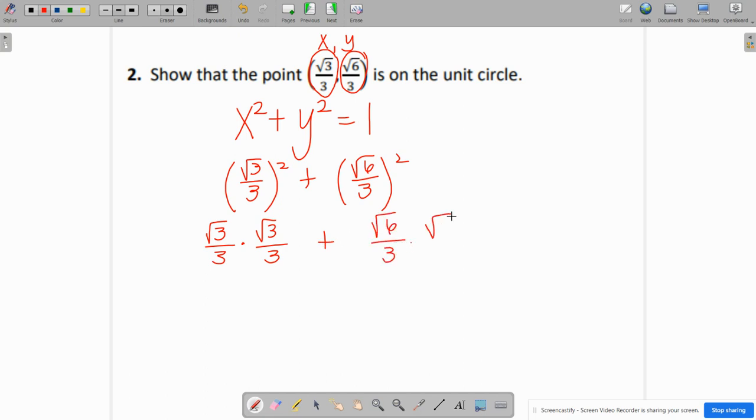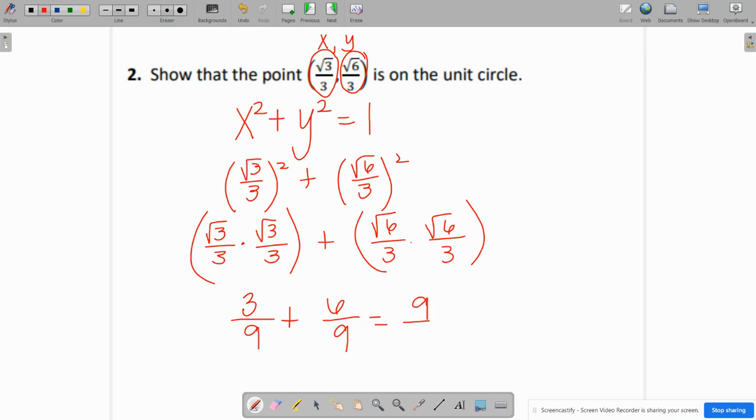So remember, squaring something is just multiplying it by itself. So multiplication comes before addition. I'm going to multiply root 3 over 3 times root 3 over 3. Root 3 times root 3 is 3, and 3 times 3 is 9. So we have 3 ninths, plus root 6 times root 6 is 6, 3 times 3 is 9. So 3 ninths plus 6 ninths does equal 9 ninths, which does equal 1. So it is making the equation true, so we can show that this is actually on the unit circle.